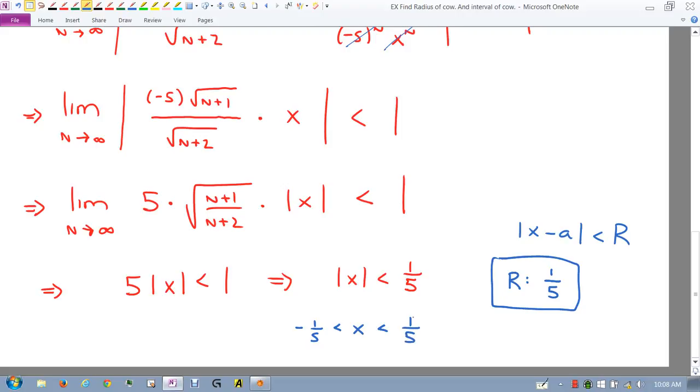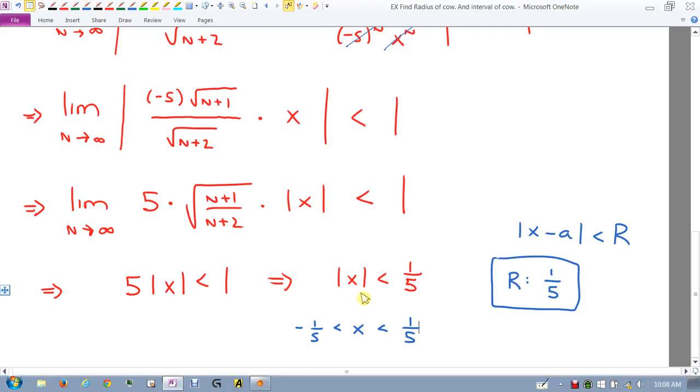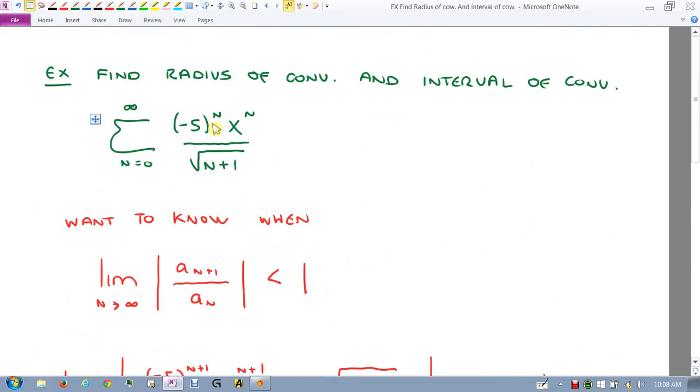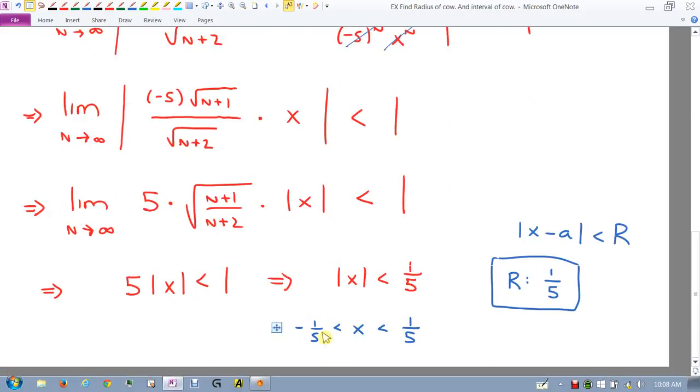We good with this? No questions so far? What we're saying up to this point is that as long as the x value we plug into this nasty thing, as long as the x we plug in right here is between negative 1/5 and positive 1/5, this series will converge.